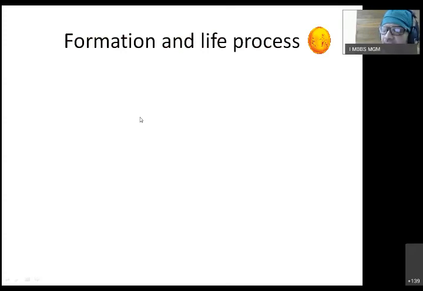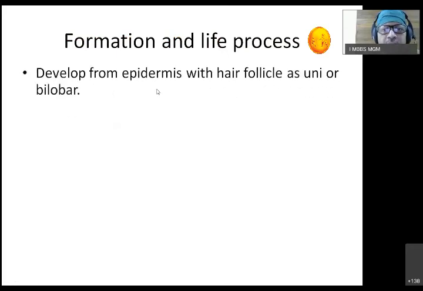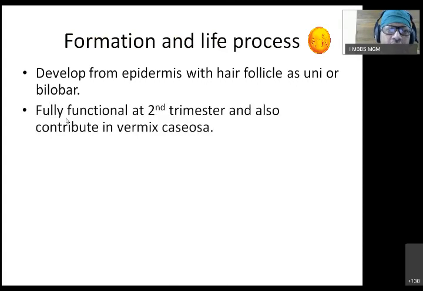Now the formation of life process. I know I'm a bit late, but I will just complete this. The sebaceous gland develops from the epidermis with the hair follicle as a unilobar or bilobar structure. They are almost fully functional in the second trimester. If you see a newborn baby, we see a cheesy substance on the surface of the baby, which is one of the protective layers and has a lot of antibodies. That is what we call vernix caseosa. So a major contribution is by the sebaceous glands of the baby, which gives this protective layer.